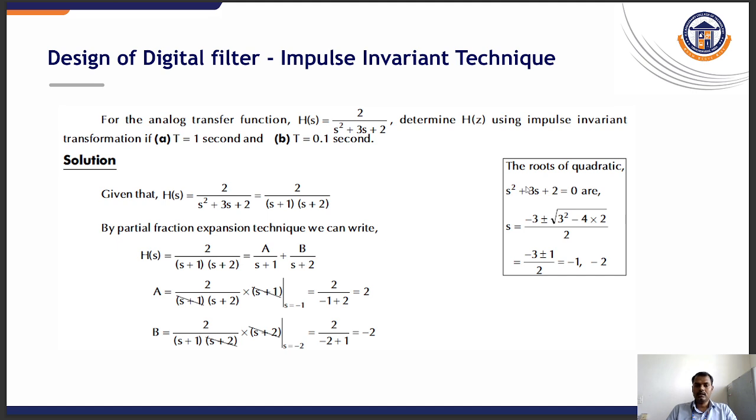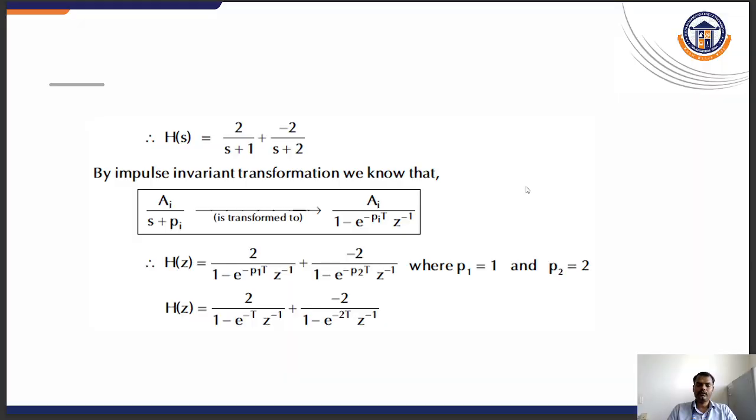So given H(s) = 2 / (s² + 3s + 2), when we take roots, it becomes 2 / ((s + 1)(s + 2)). By the partial fraction expansion technique, we can write this as A / (s + 1) + B / (s + 2). From this we can find the values of A and B. The value of A is 2 and the value of B is minus 2. Hence we can write H(s) as 2 / (s + 1) + (-2) / (s + 2).